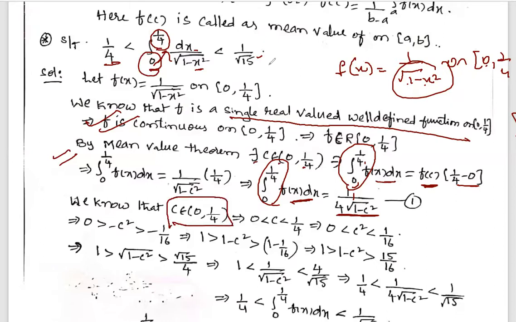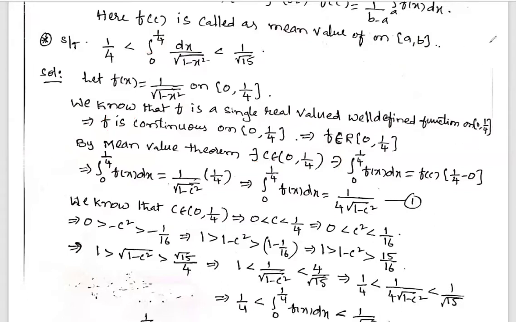So I'll just write it a bit more clearly. You have c lying between 0 and 1/4, so 0 < c < 1/4. If you square on both sides, you'll have 0 < c² < 1/16. If you put a minus, you'll have 0 > -c² > -1/16. Adding 1, you'll have 1 > 1 - c² > 1 - 1/16, which is 15/16.